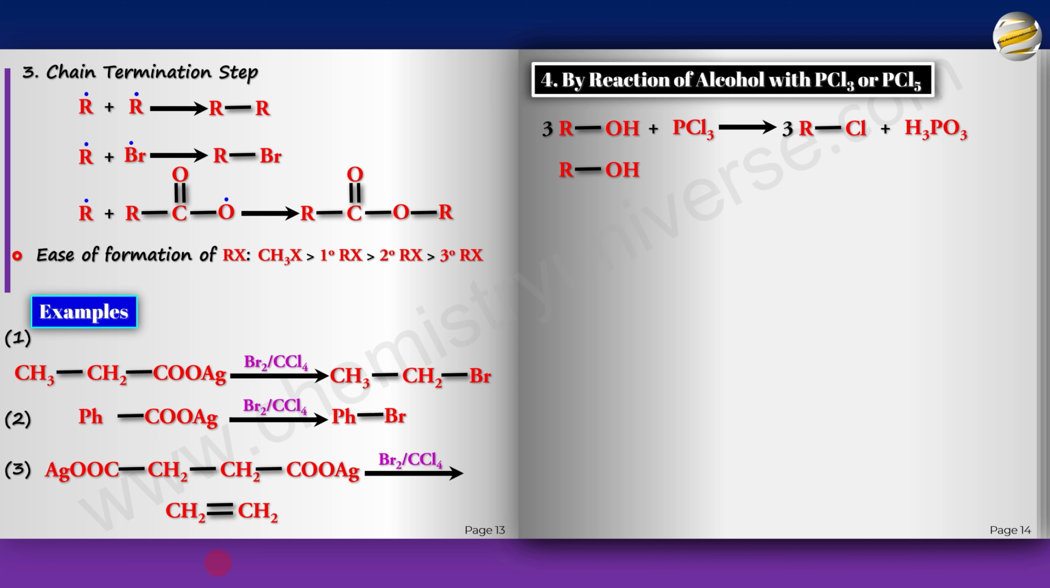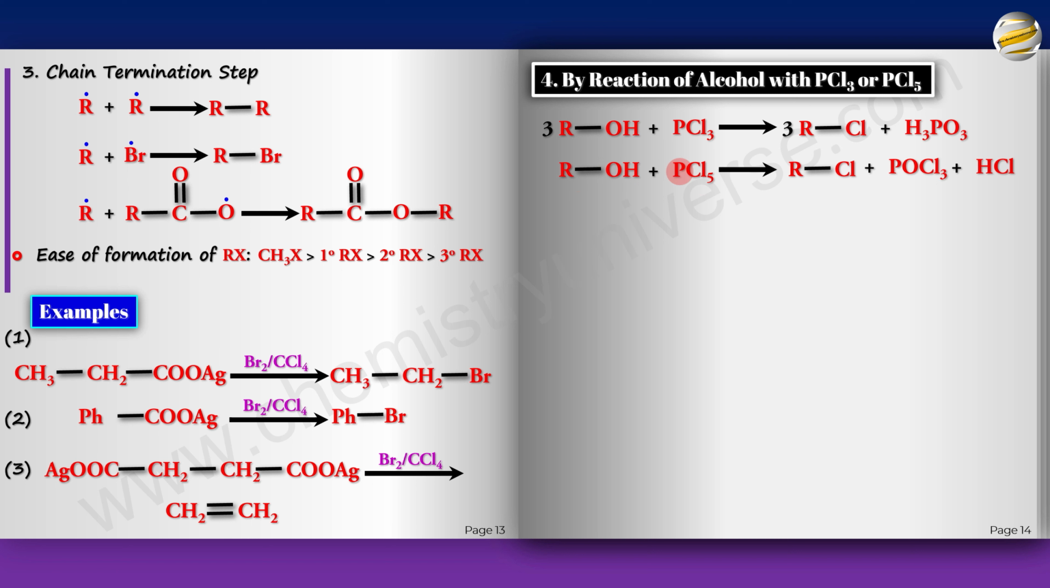And the same thing will happen with PCl5. The difference being that only one ROH reacts with one PCl5. One Cl will go with R, one Cl will go with H, and the O will be taken up by the P, and you will get RCl, POCl3 and HCl.